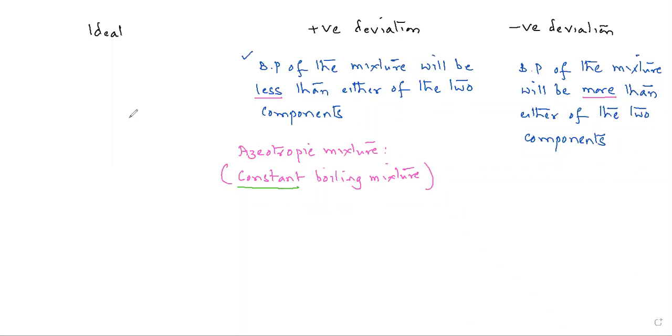But when they are mixed in a particular composition, remember, particular composition, every single mixture proper or a particular composition behaves as an azeotropic mixture. That means at that particular composition, the mixture will have a single boiling point just like a pure liquid. That is the reason why we call them constant boiling mixtures. Let me give you one example.